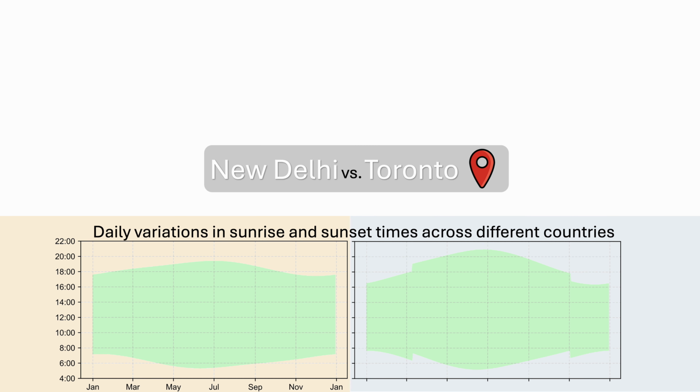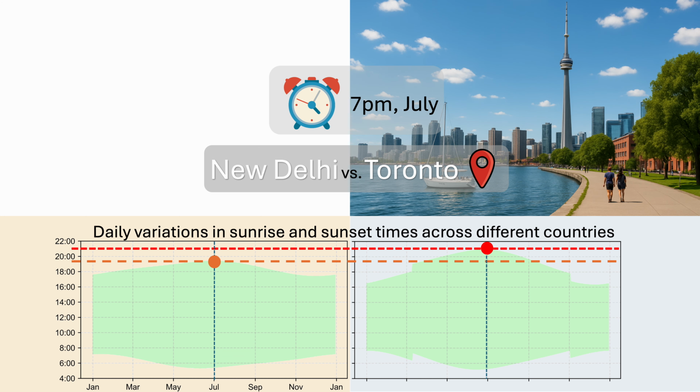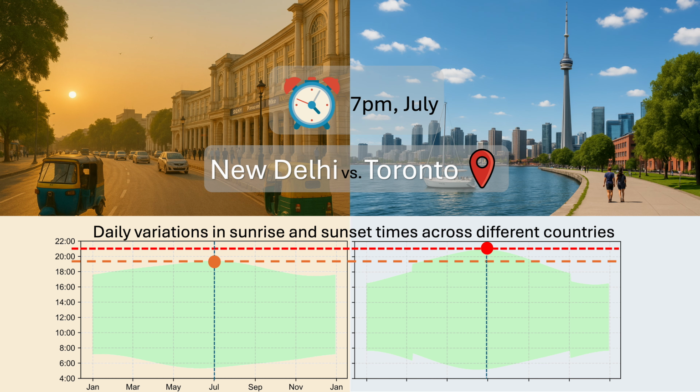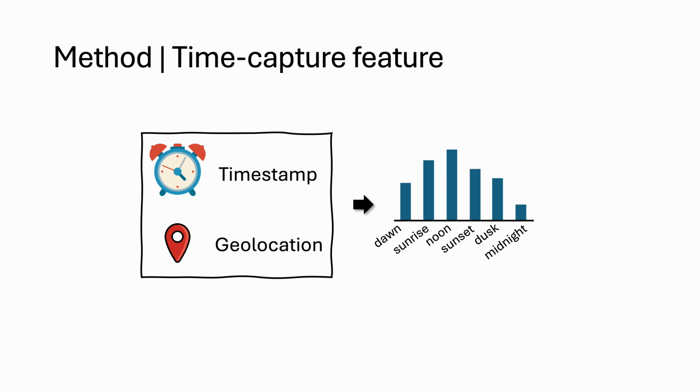To refine this further, we incorporate geolocation. Relying on clock time alone is insufficient, since the same time of day can correspond to very different sun positions around the world. For example, in the summer, sunset happens much later in Toronto than it does in New Delhi. Geolocation information helps align timestamp with the corresponding solar event. By combining timestamp and geolocation, we compute a probability distribution over solar events, for example, sunset and sunrise, indicating the likely illumination condition under which the image is captured.